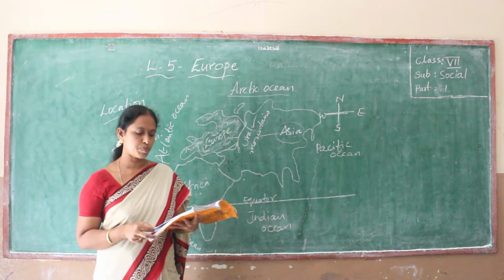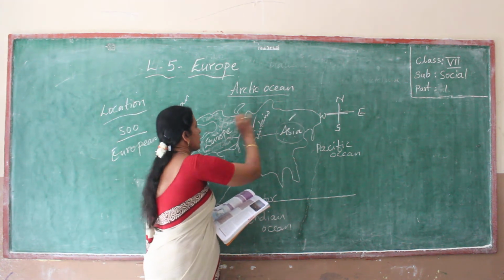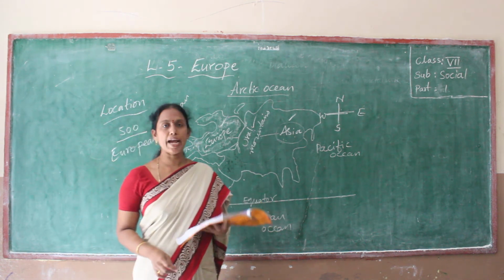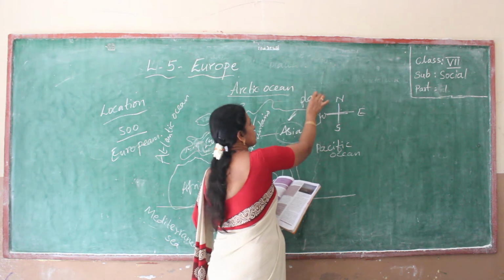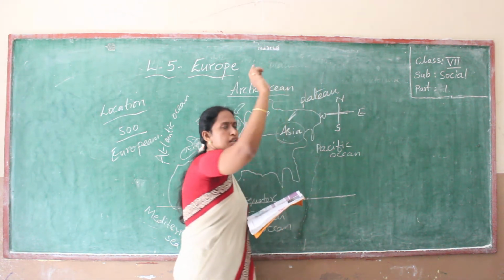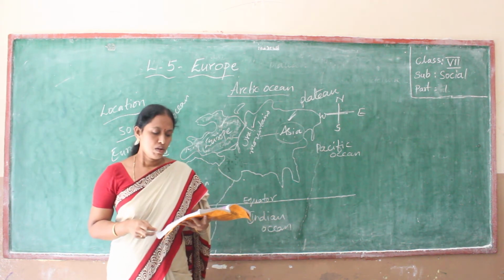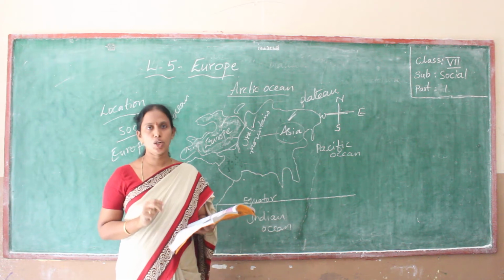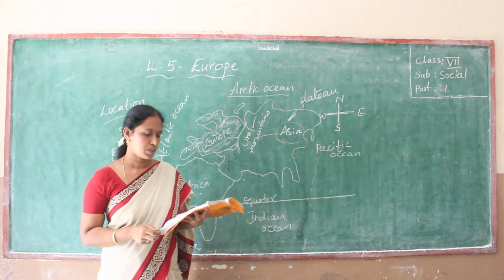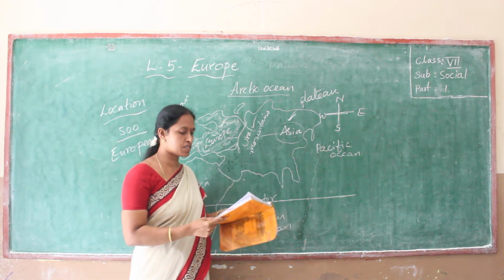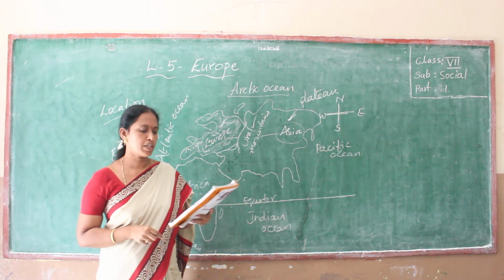There is a lot of difference between Asia and Europe. We can see many plateaus in Asia. Already in 6th class we learned about the plateau regions. But there are no large plateaus in Europe. There are only small plateaus in France, Germany and Spain.